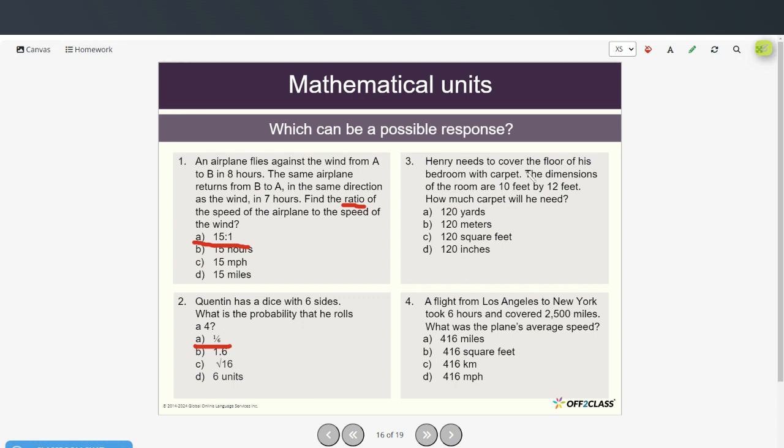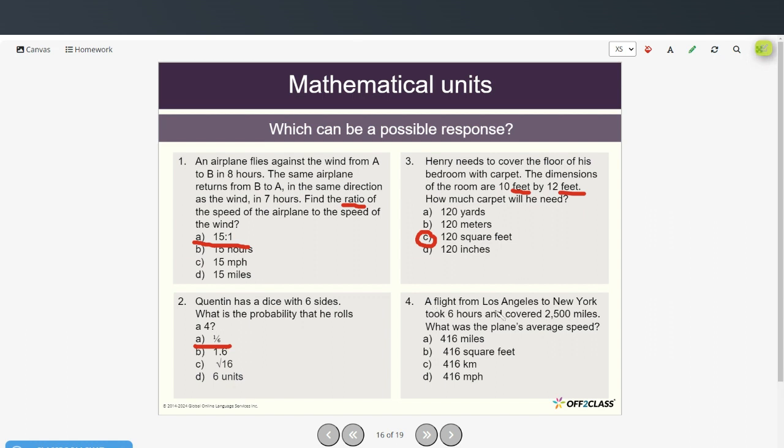Henry needs to cover the floor of his bedroom with carpet. The dimensions of the room are 10 feet by 12 feet. How much carpet will he need? Well, we know that it's expressed in feet, and when you multiply two elements that are both feet, it becomes square, so 120 square feet.